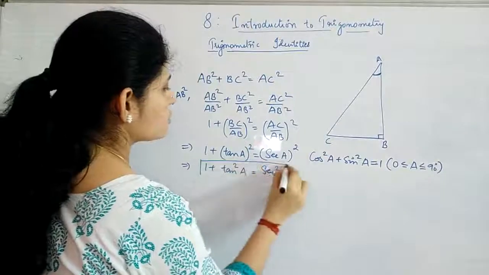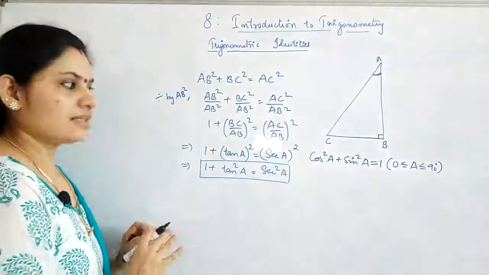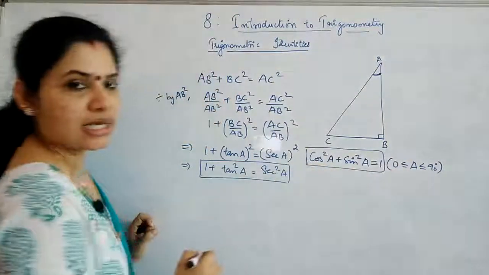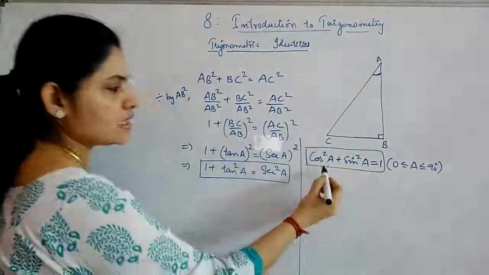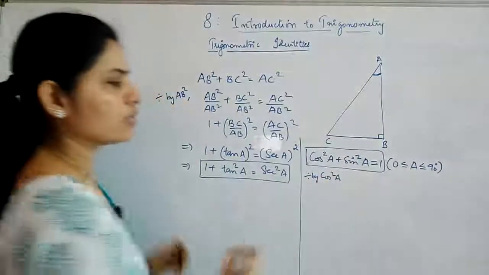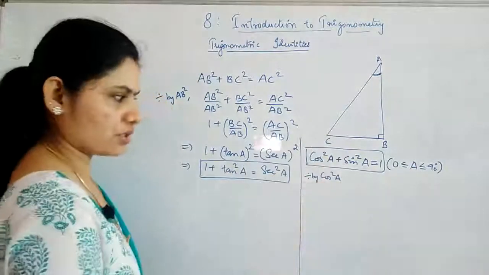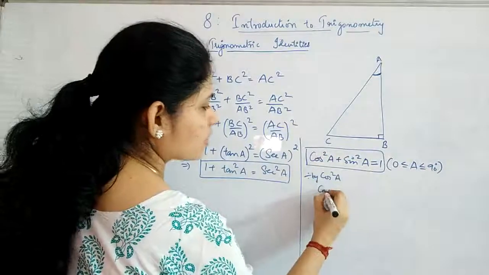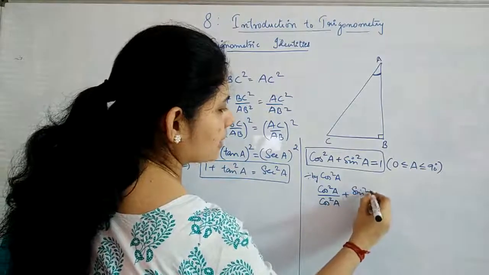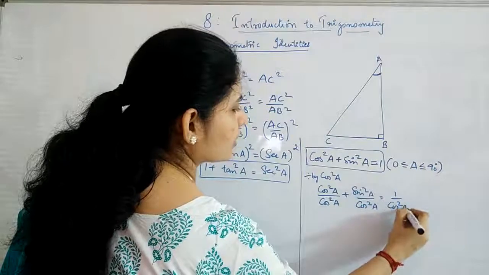So this is another trigonometric identity. Now as I said earlier, through this we can reach any trigonometric identity. If I am using this concept, what I will do is divide throughout by cos square A. Since I know that cos square A plus sine square A equals 1, I am dividing throughout by cos square A, which will give the first term as cos square A by cos square A plus sine square A by cos square A is equal to 1 by cos square A.